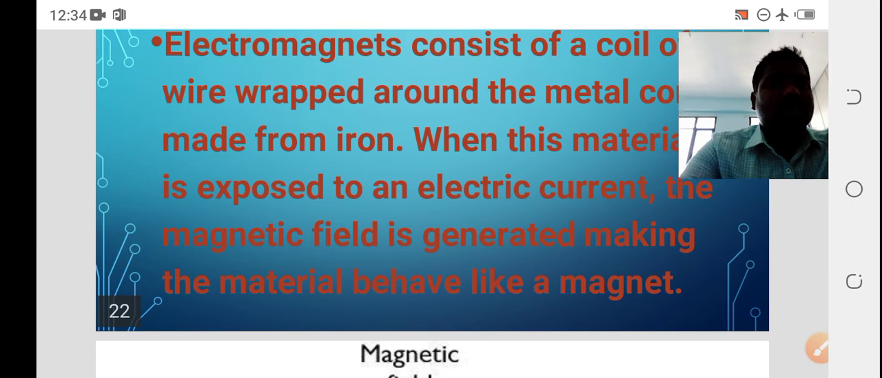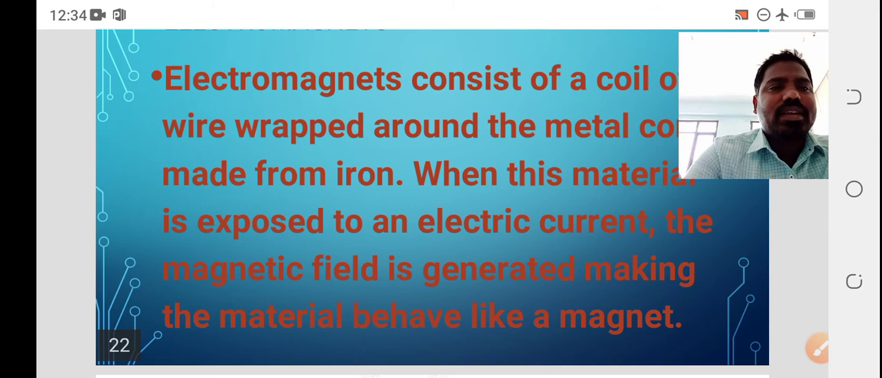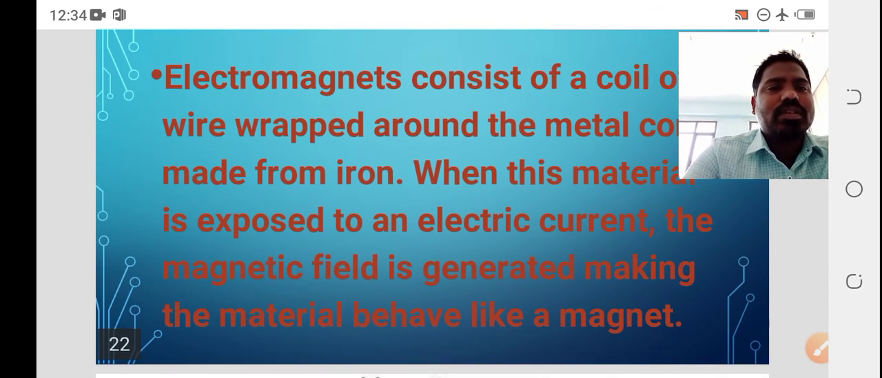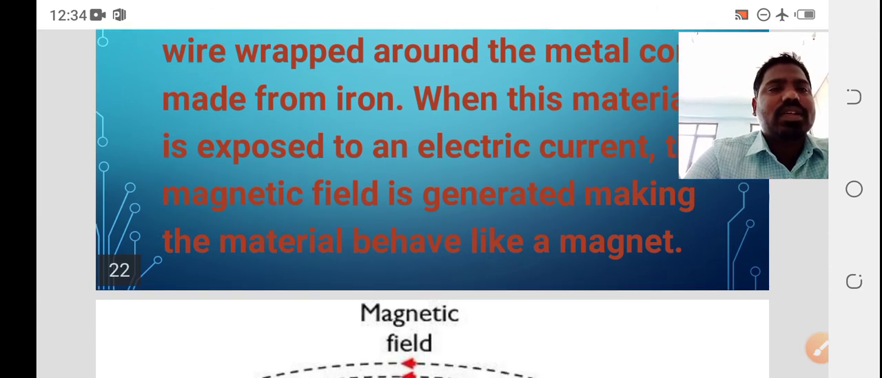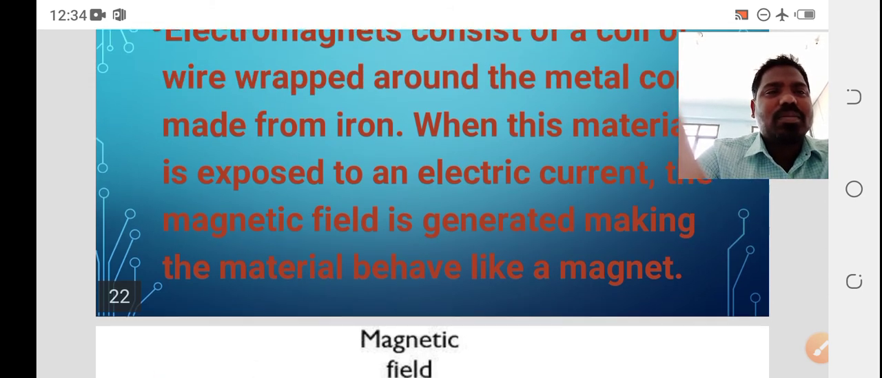When this core material is exposed to an electric current, a magnetic field is generated and it behaves like a magnet. Whenever the iron core is exposed to the electric current, the core behaves as a magnet.